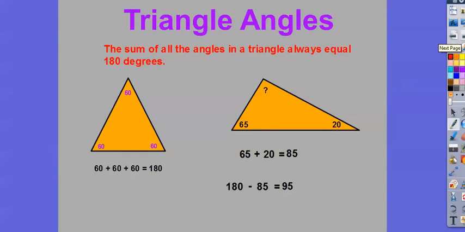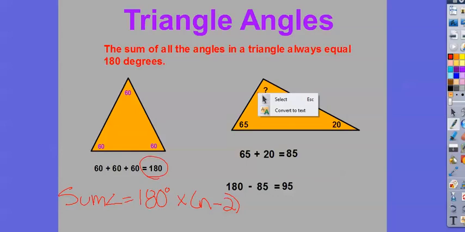And once again, I'm coming back into our idea that the sum of the interior angles equals 180 times n minus 2. Well, I know that 180 and then 3 minus 2 is 1, so that would equal the 180 degrees. And so 60, 60, and 60, there's my 180 degrees. On this one, okay, I know 60 and 20 is 85. And then 180 minus 85 is going to be 95 degrees.